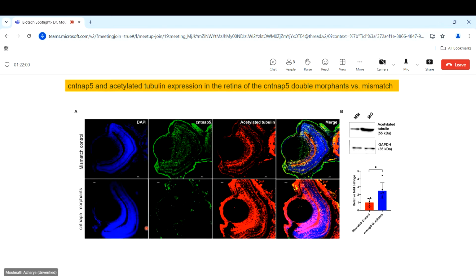Now, when we looked at everything together, we looked at the DAPI. DAPI stains the nucleus. If you look at the CANTNAF5 expression, the acetylated tubulin expression in the mismatch control is much lesser. In comparison, the morphant shows similar DAPI expression. The CANTNAF5 expression is almost nil, and there is a hugely increased expression of the acetylated tubulin structure. And finally, this is the merged picture. Also, we have done Western blot from the zebrafish lysates, and you can see that there is a huge difference in the acetylated tubulin expression in the morphant.